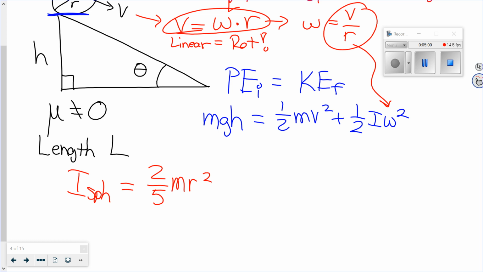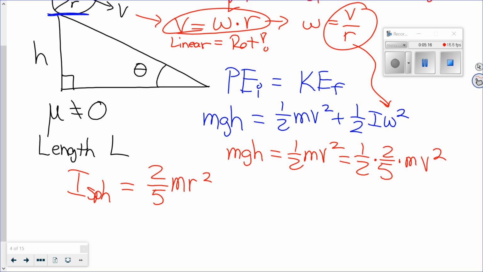Oh, there's m's everywhere. Let's do one more thing with the m. 1/2 mv squared. That's easy. It's 1/2 times 2/5 times mv squared, because if I have w squared times r squared... Is that too much substitution too fast? A little bit. Okay, I'll write it out.